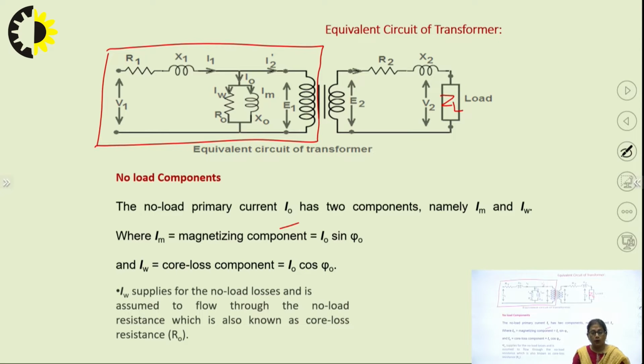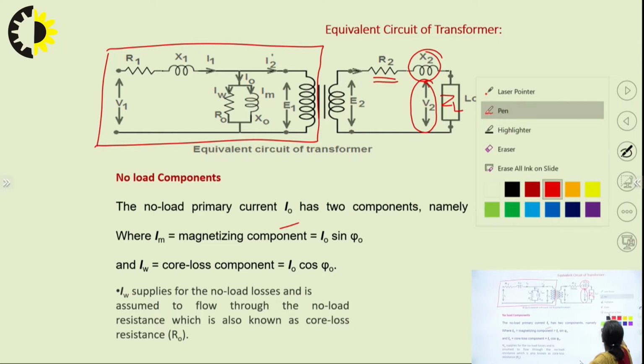What are the parameters involved in the secondary circuit? R2. What is R2? It is the secondary winding resistance. It is the resistance of the secondary winding over here, represented by R2. X2, once again, we have discussed in the initial part, X2 is the leakage reactance of the secondary circuit. V2 is the terminal voltage which is occurring across the load. If we just see, this complete circuit gives us the exact equivalent circuit of the transformer.